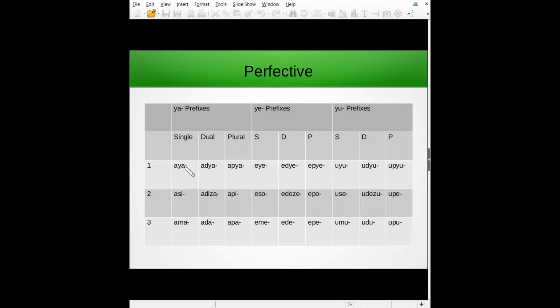So for the ya prefix, you got aya, adia, apya, asi, adiza, api, ama, ada, apa. And then for the ye prefixes, you got eye, edie, epie, eso, edoze, epo, eme, ede, epe. And then for the u prefixes, you got uyu, udyu, upyu, use, udezu, upe, umu, udu, and upu. That's what it is.